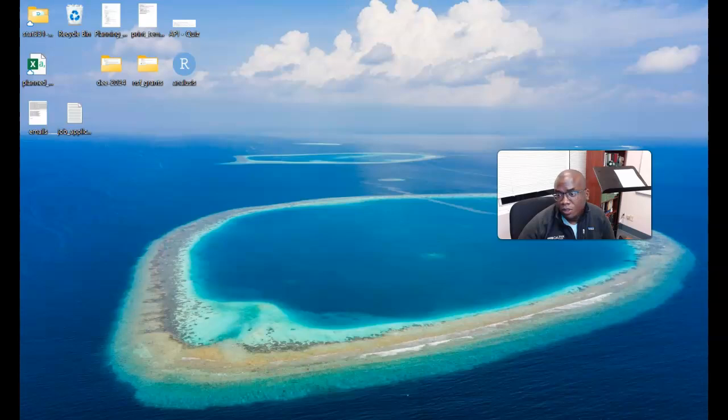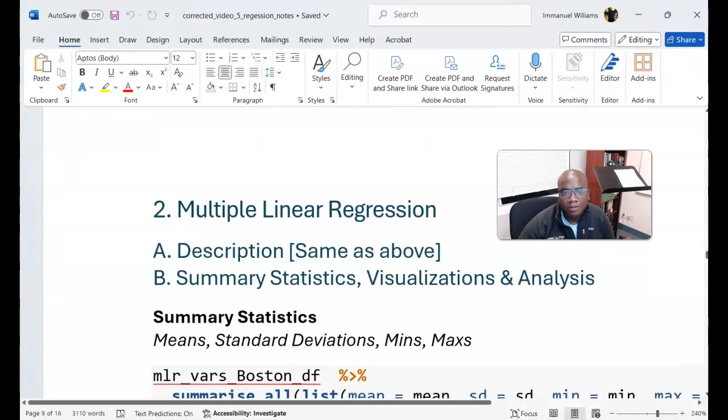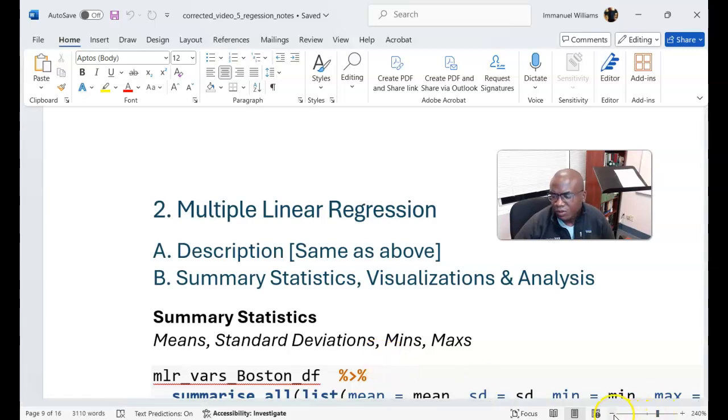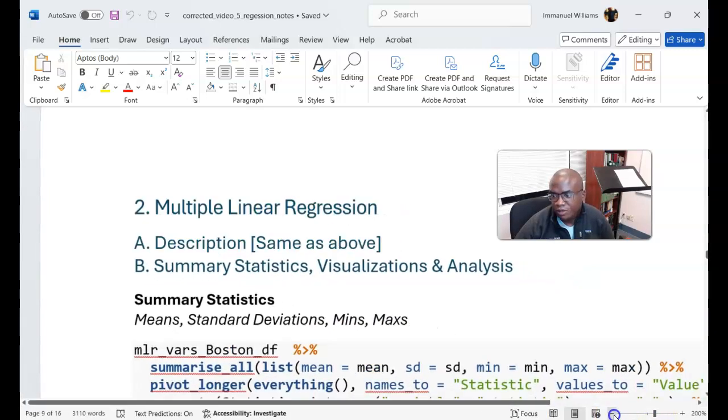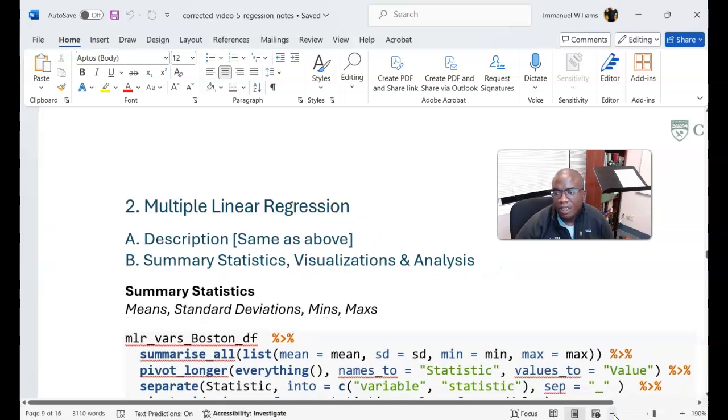All right, so let's go ahead and jump right into it. Multiple linear regression. So I'm going to approach this very similar to what I did in the first simple linear regression video, and then I'm going to answer the questions. But let's see how this goes.